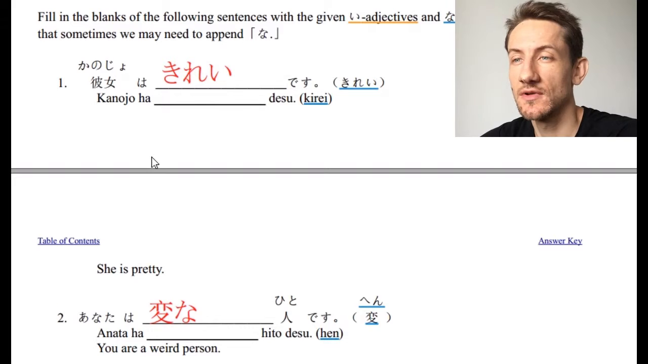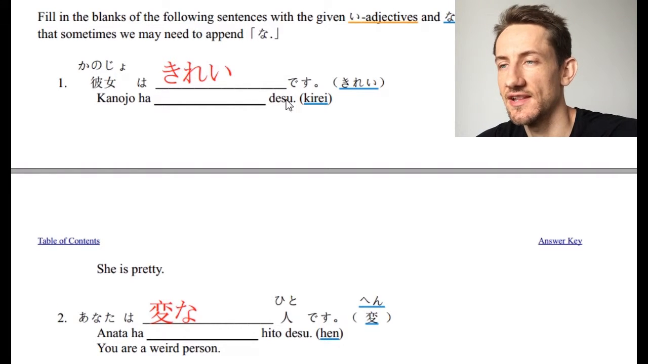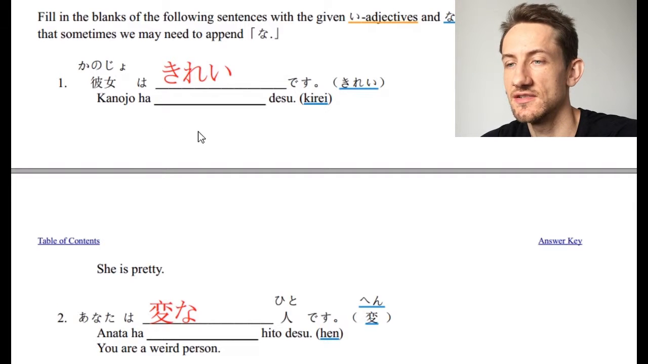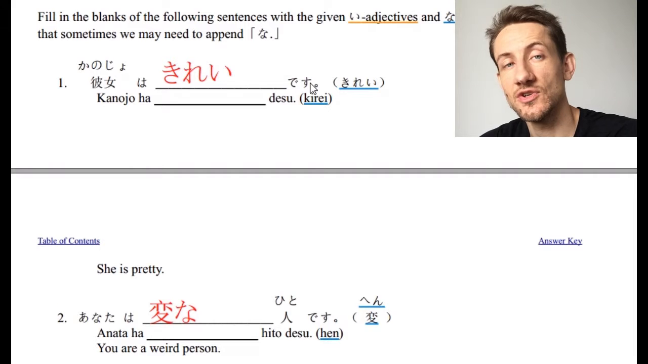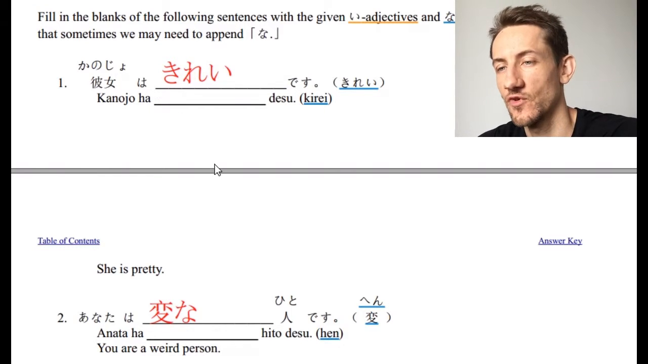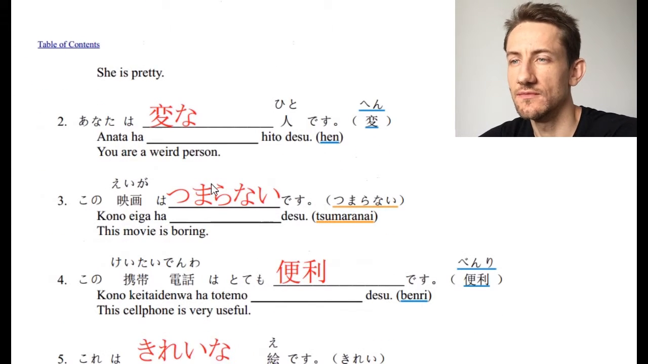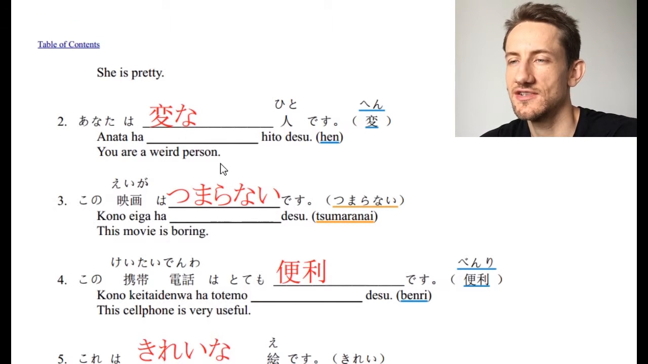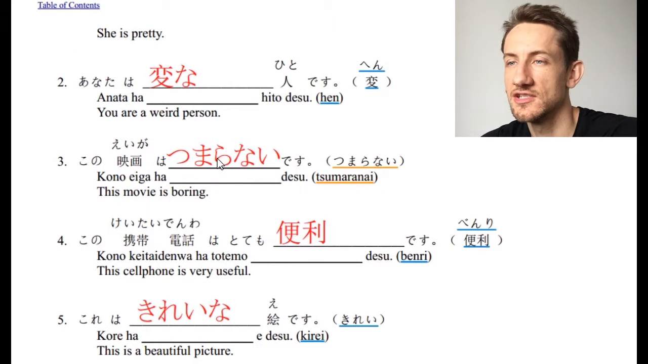Okay, here we are. Number one, 彼女はきれいです。She is pretty. She is beautiful. Please notice that even though it's a na-adjective, we don't use na in this sentence because 彼女 is being separated by wa from きれい. Number two, あなたは変な人です。You are a strange person. You are a weird person. Please notice we have na, hen, na, hito.